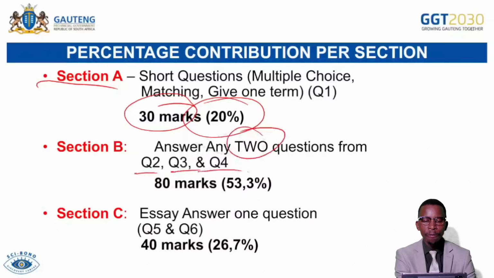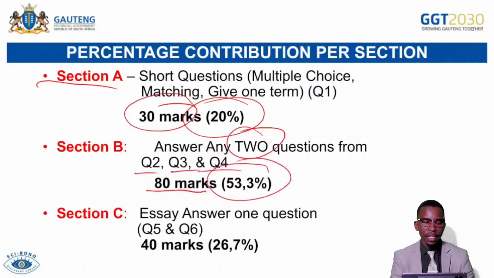And then section B, we have you choose only 2 out of 3 questions. Question 2, 3, and 4. You choose only 2. Each of them is out of 40 marks. So it's 80 as you choose 2. That will be giving you 53.3%. And then section C, essay, where you are given 2 essays, then you must answer only 1 essay out of the 2, out of 40. Then it's 26.7%. So it is important also for you to know this.